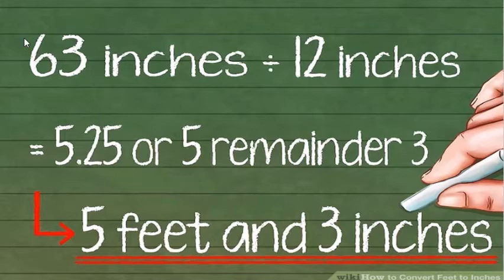In the example problem, get back into feet and inches like this. 63 inches divided by 12 inches. So the answer is 5.25. Or the answer is 5 remainder 3. So 5 feet and 3 inches. This remainder 3 means 3 inches. Okay.